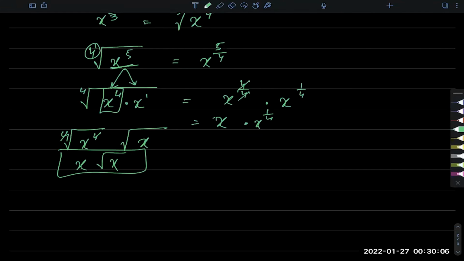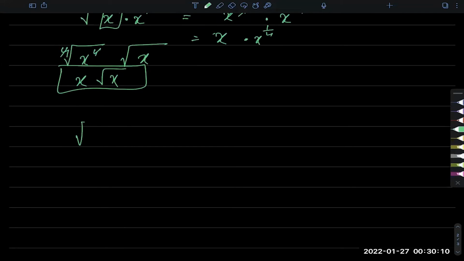Let me try this one more time. What if they told us that we have to find square root of 96? Now, I know that 96 is, what is 96? 16 times something? Can you divide this by 16? Yeah, 16 times 6. So 96 is 16 times 6. Now, do I know square root of 16?